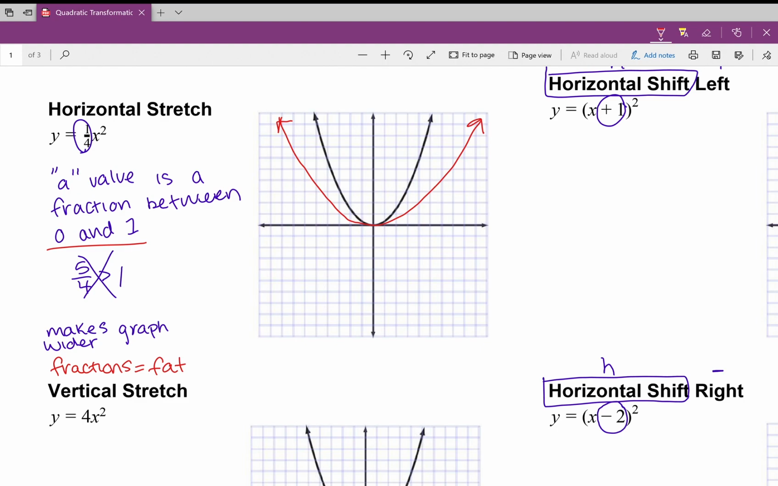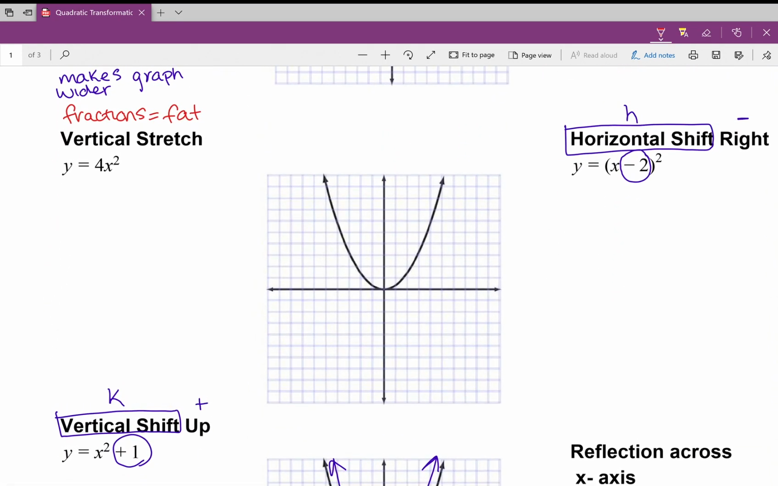Another way that we could visualize this and to remember that a fraction or a horizontal stretch makes the graph wider is hold your hands together and pretend like you're holding a rubber band. So if we stretch that rubber band horizontally, so left and right, notice as you bring your hands further apart, your rubber band is going to get wider and wider. So it's another way to remember it. Okay, now let's look at vertical stretch.